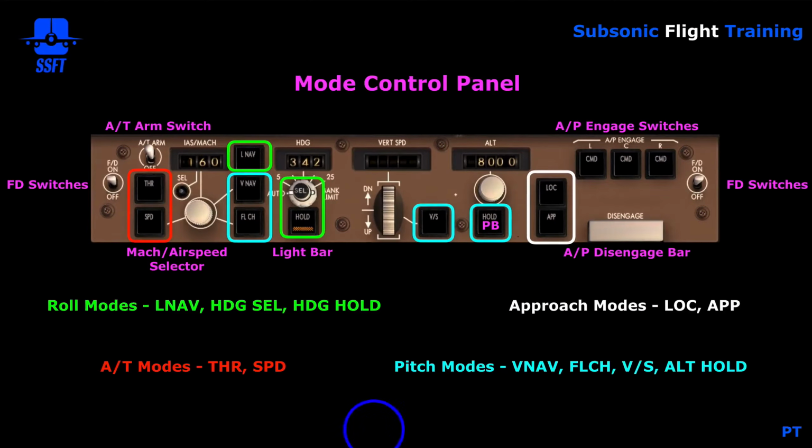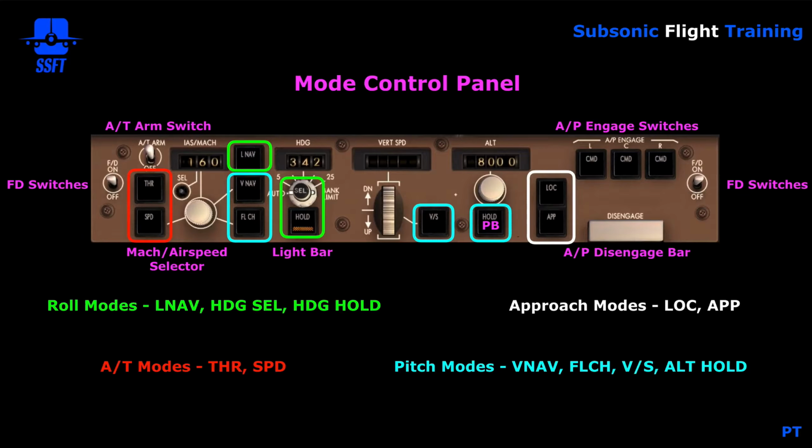The Mode Control Panel consists of toggle switches, push-button switches, rotary switches, windows, and a gang bar.